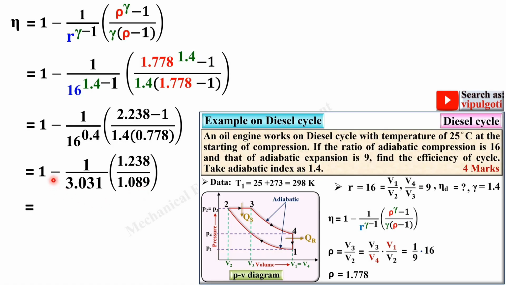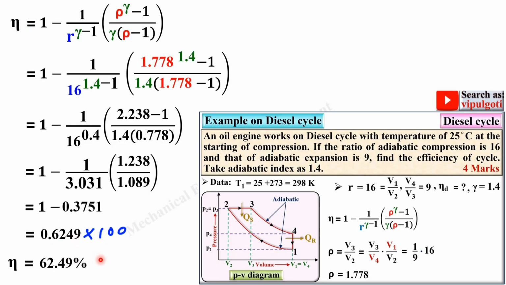Now again simplify. So 1 minus as it is. Simplify this whole term so that you will get 0.3751. Again simplify so that you will get 0.6249. Again, by multiplying with 100 you will get the efficiency in percentage, that is 62.49. So this is your answer: the efficiency of the diesel cycle. So make a box.